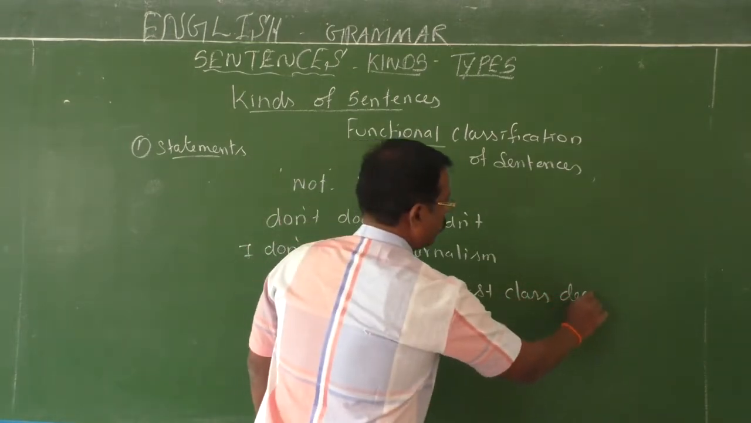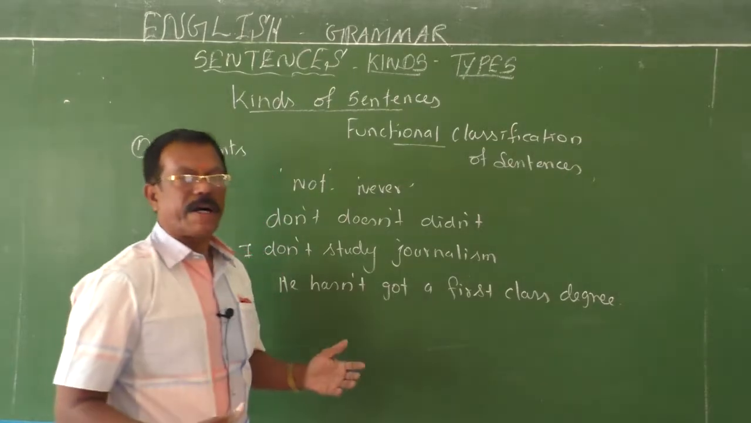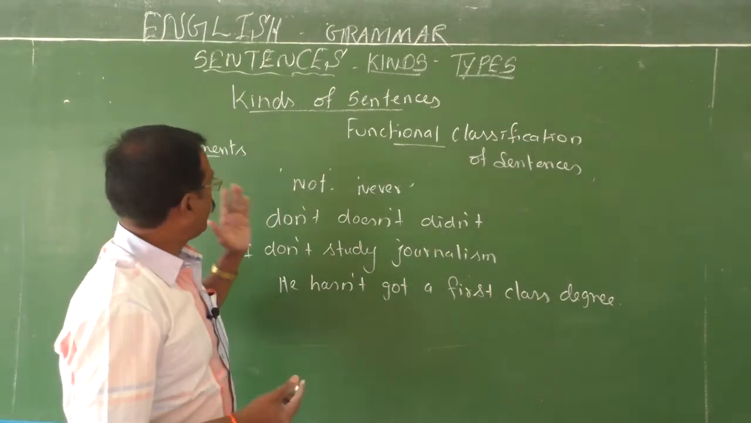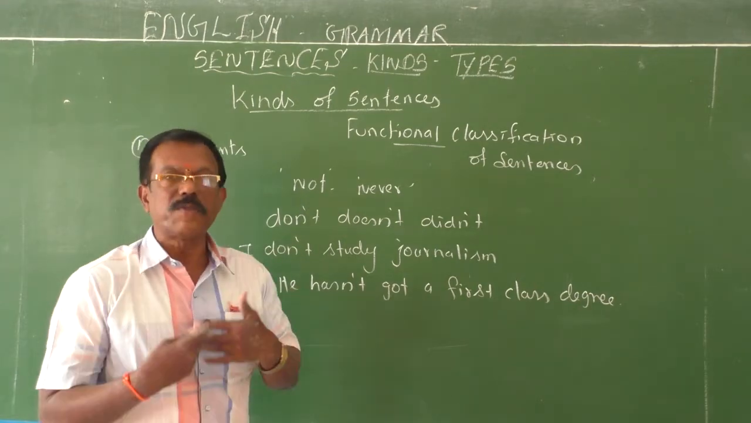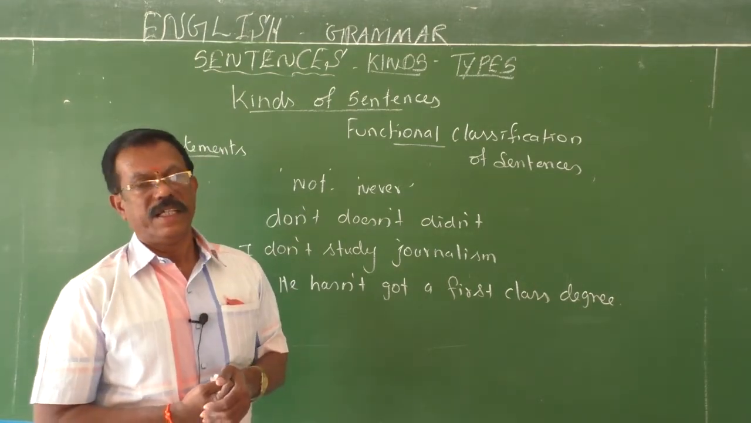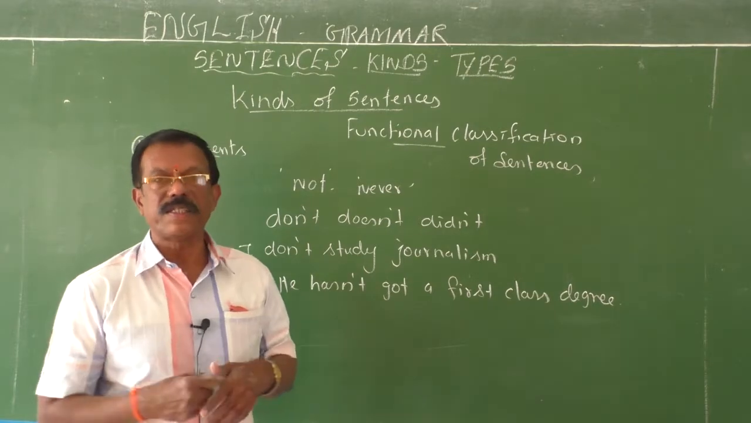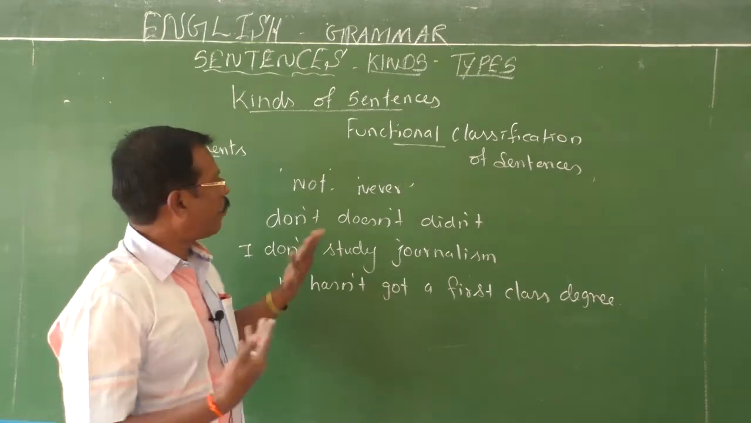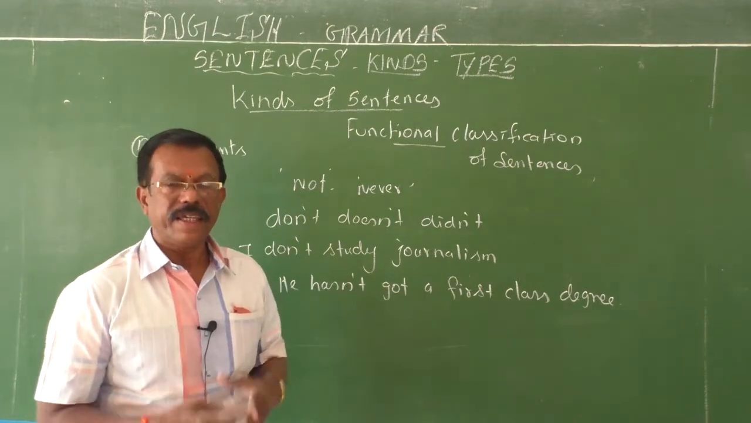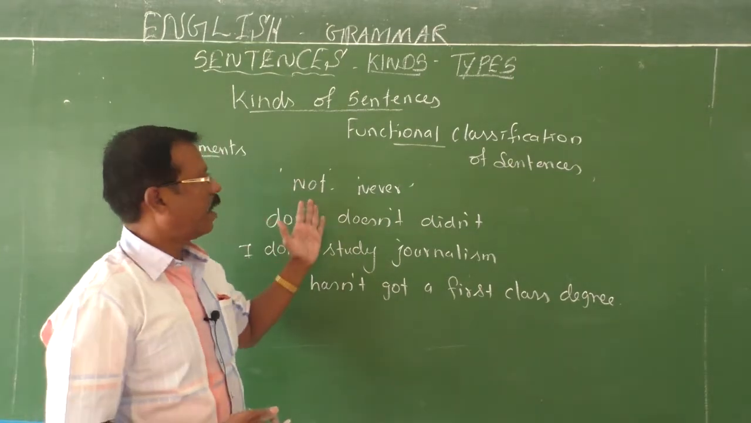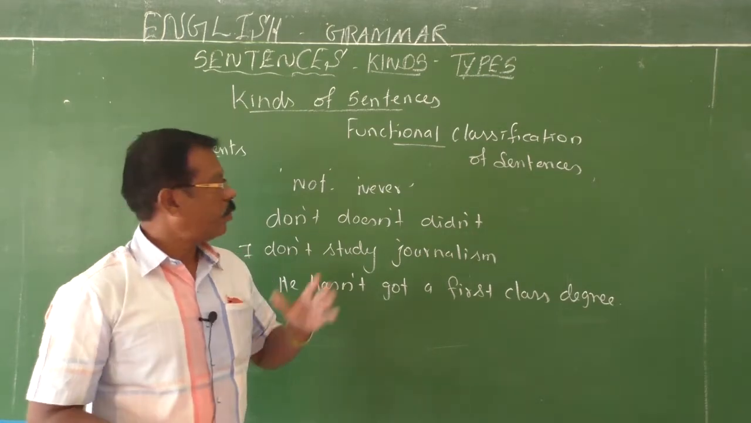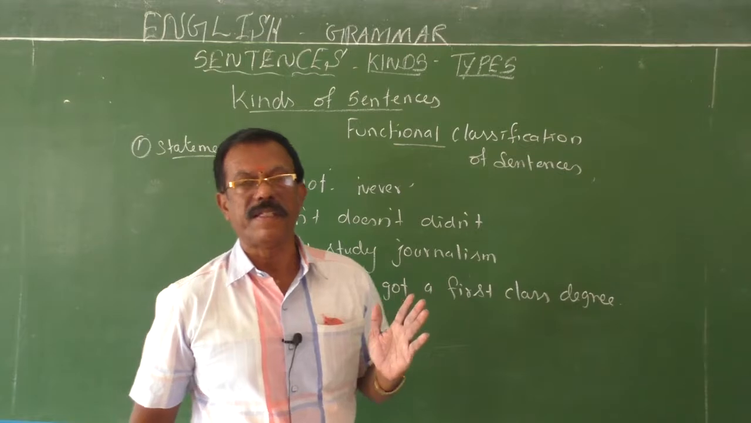Okay. So, a statement can be positive, a statement can be negative. If it is a positive statement, it gives a positive idea. If a statement is negative, it gives a negative meaning or negative idea. Negation. How can we form negation? By keeping not or never with the verb in a sentence. Okay. So, negative sentences are formed in such a way.